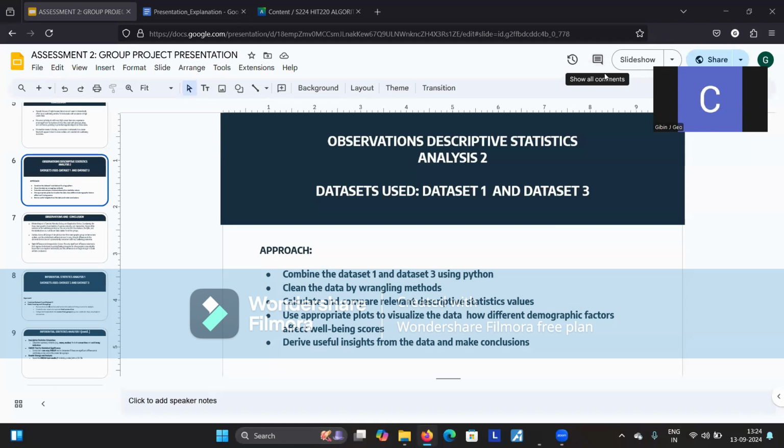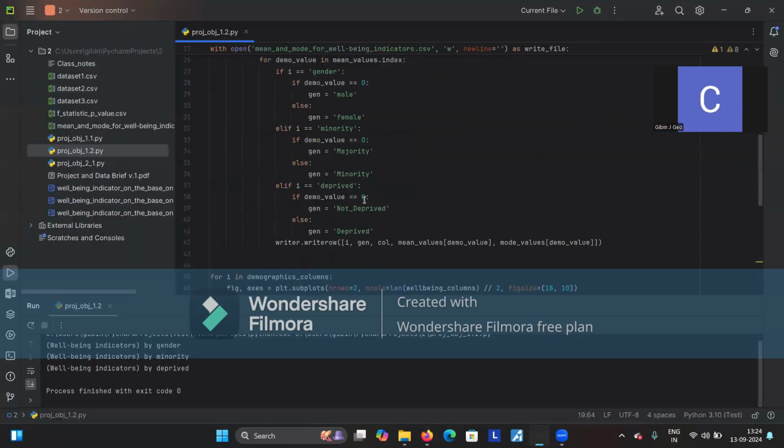Hi, my name is Jibin. I'm going to explain the descriptive statistical analysis that I did on the combined dataset of datasets 1 and 3. This is the approach we took. Let's dive into the code.